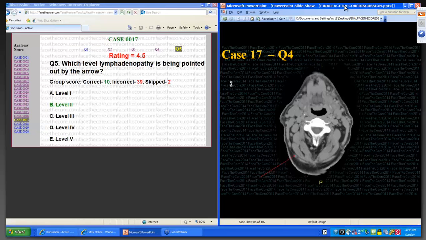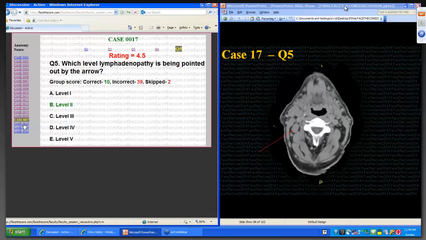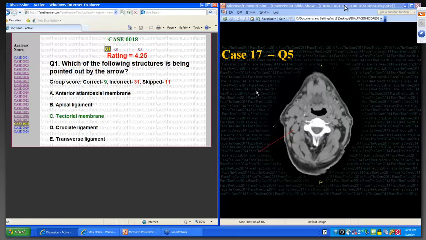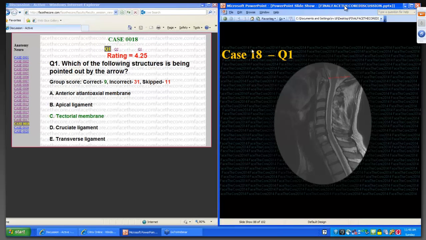And then the last question is which level lymphadenopathy is being pointed out by the arrow. So this is posterior to the, here's the carotid vessels and jugular vein. Remember, it's not touching the jugular vein, but it's in front of the posterior margin of the sternocleidomastoid. So this is a level 2 node, 2B, because it doesn't touch the jugular vein. So nodal stations are important, especially in head and neck when you stage squamous cell carcinomas.